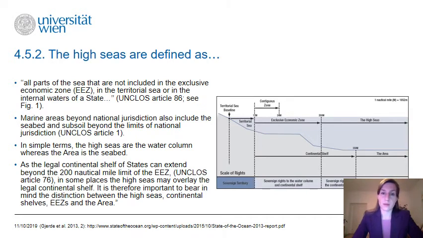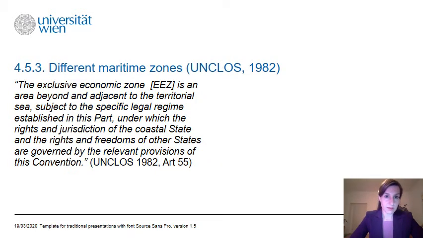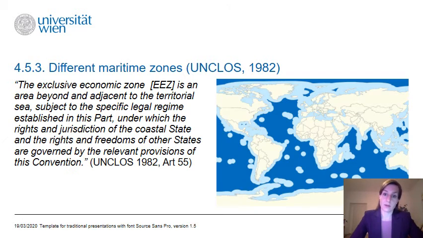This has also led to several disputes. Turkey, for example, is not a member of UNCLOS because it considers its continental shelf to reach far beyond what UNCLOS would consider to be legitimate. The exclusive economic zones are also a very specific maritime zone that grants extended rights to coastal states, and it is defined as an area beyond and adjacent to the territorial sea, subject to the specific legal regime established in this part, under which the rights and jurisdiction of the coastal state and the rights and freedoms of other states are governed by the relevant provisions of UNCLOS. Here in baby blue, you can see the exclusive economic zones of coastal states, including the islands.